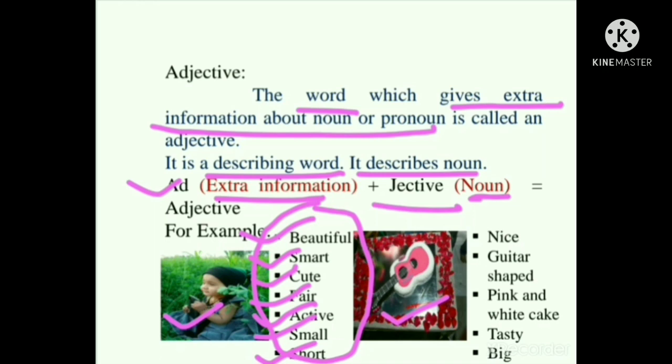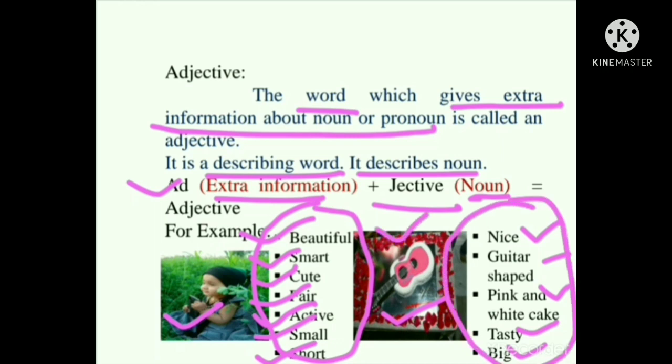Okay, and in the second example, there is a cake. To describe this cake, I have taken here nice cake, then guitar shaped cake, pink and white cake, then tasty cake and big cake. It means all these words are describing this cake, giving extra information about this cake. That's why an adjective is nothing but a describing word, or we can say it gives extra information about a noun or pronoun. This is what an adjective is.